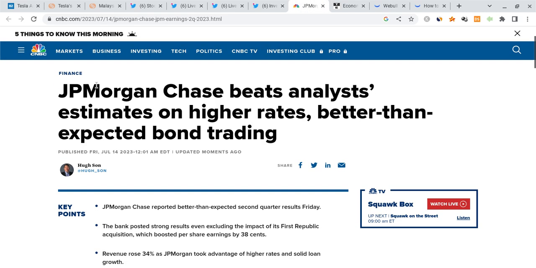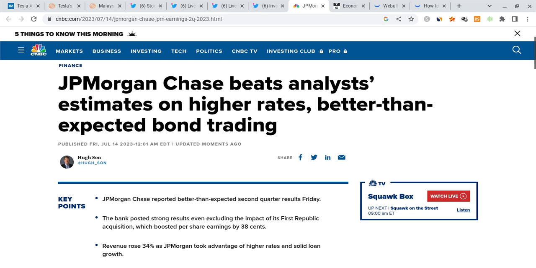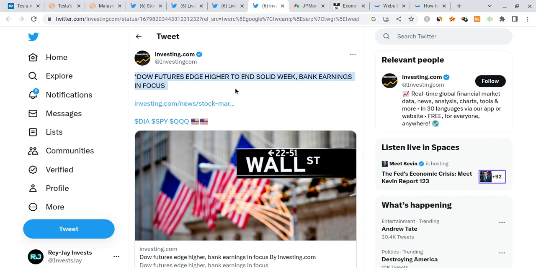JP Morgan Chase has beaten analyst expectations, with better than expected bond trading, and overall it's holding up quite nicely as revenue was up over 34%. It's currently up about 3% this morning at the time I'm recording this. And according to investing.com, we can see the Dow futures edge higher to end the solid week as the bank earnings are in focus, once again looking quite nice.